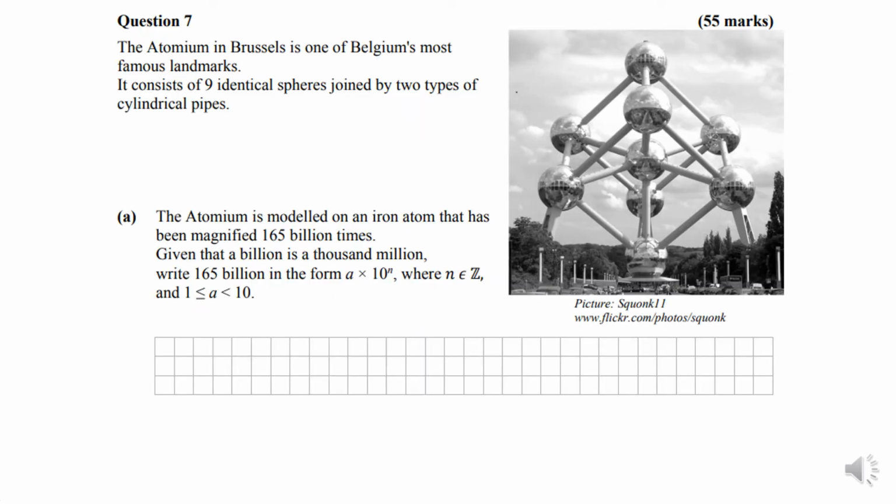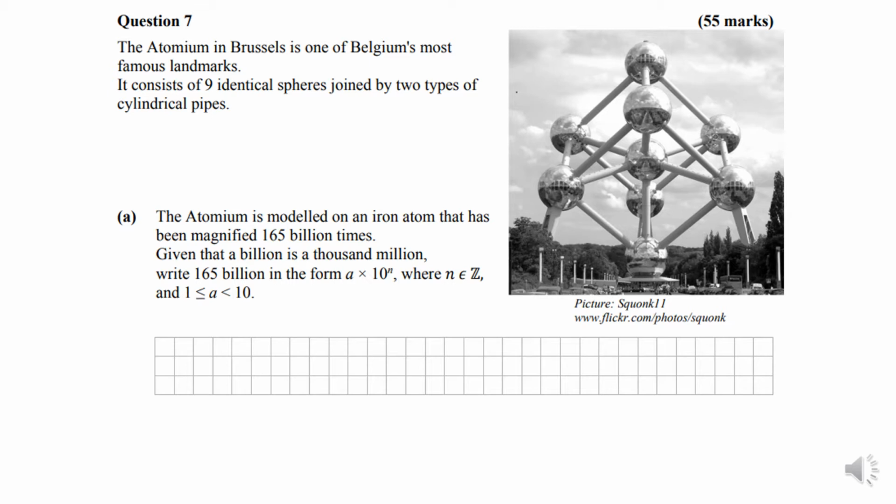In this video we have a question from paper 2 in 2016. It's from section B and it's worth 55 marks and it's on areas and volumes. Okay, so let's have a read of question 7.